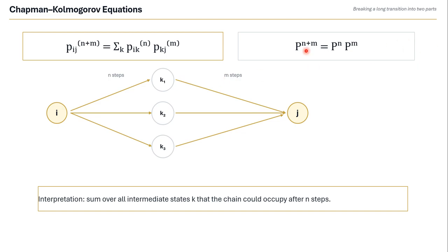In matrix form, the same formula becomes P to the power n plus m equals P to the power n times P to the power m. This is exactly the rule for multiplying transition matrices. The interpretation is very important. We split a path into 2 parts, the first n steps and the next m steps. The Markov property allows us to multiply the probabilities of these 2 parts conditional on the intermediate states. Then the law of total probability tells us to sum over all possible intermediate states. This equation is the foundation of both discrete time and continuous time Markov process theory.